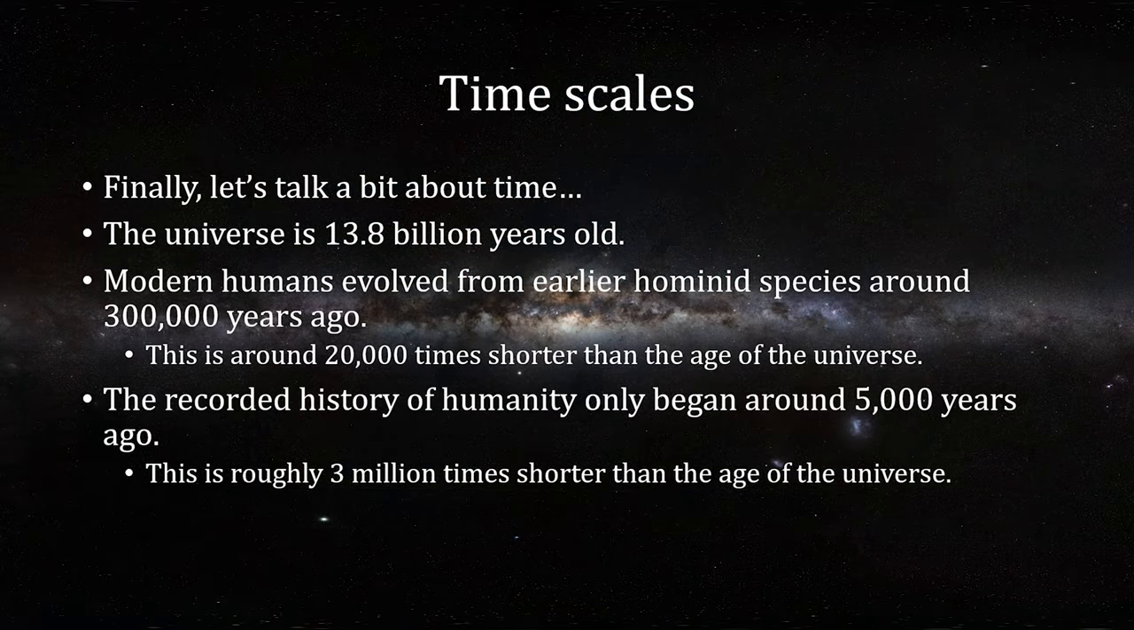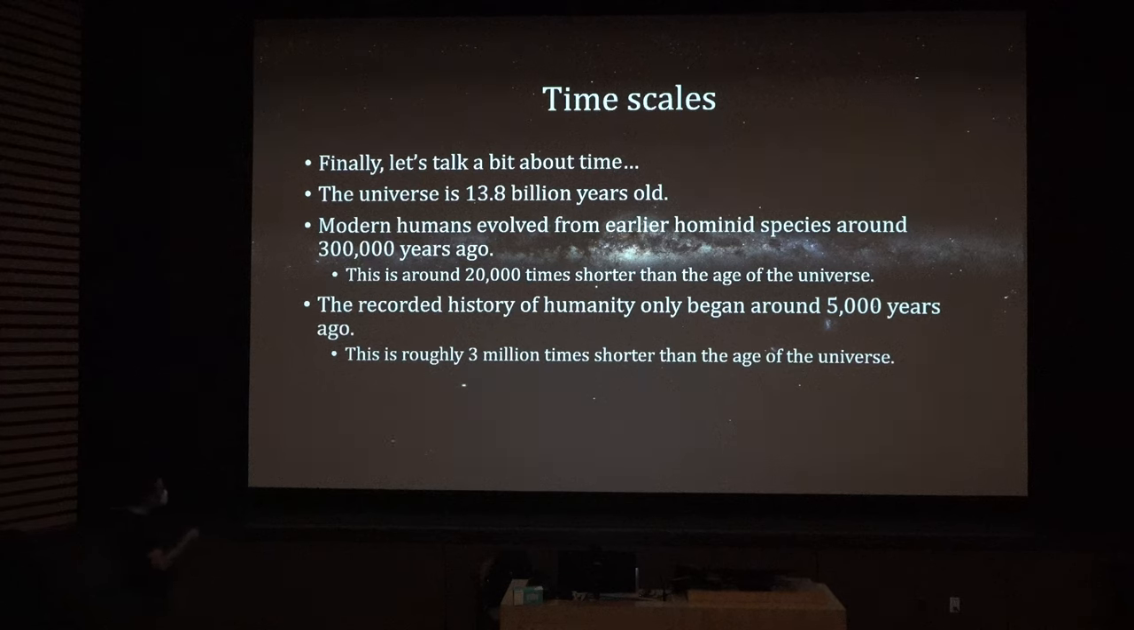Okay, so we talked about distance scales so far. Let's now talk about time scales. So the universe, as I said several times, is 13.8 billion years old, as far as we know. And modern humans evolved around 300,000 years ago. It's really hard to define when humans actually started, because it's a very gradual process. But let's just put it at 300,000 years ago. Even though it looks very long, and definitely it's extremely long in human timescales, right? It's literally the entire time that the entire modern human species has existed, and it is still 20,000 times shorter than the age of the universe.